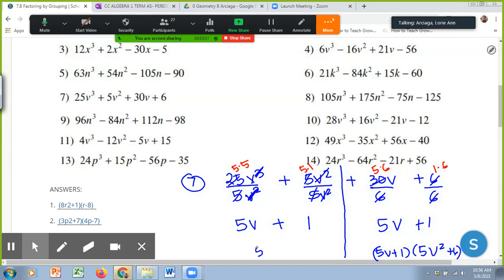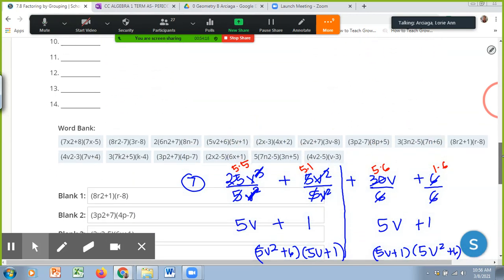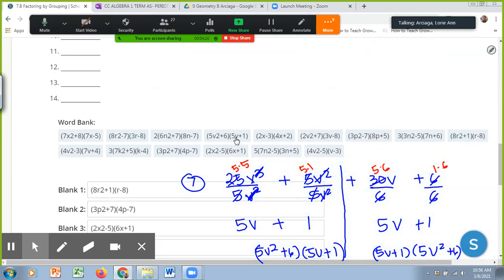You can also write down the final answer as 5v squared plus 6 times 5v plus 1. So you can switch them around. Okay, I hope I answered your question. Yeah. Okay, so let's find that in the key. 5v squared plus 6, 5v plus 1.